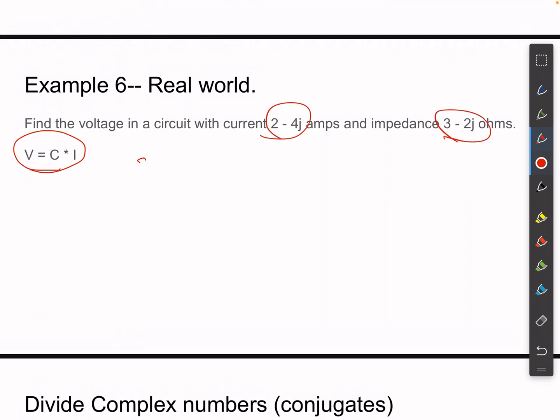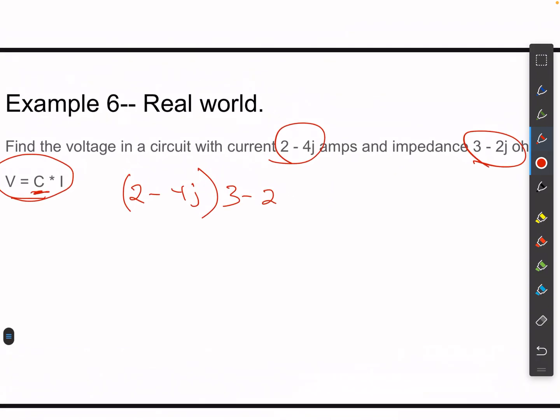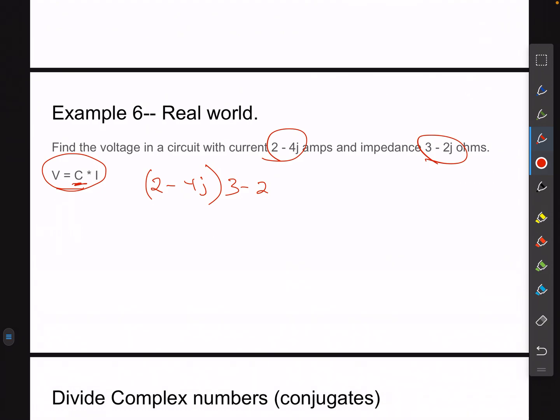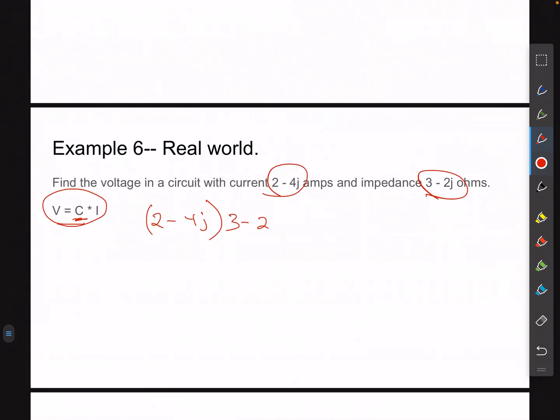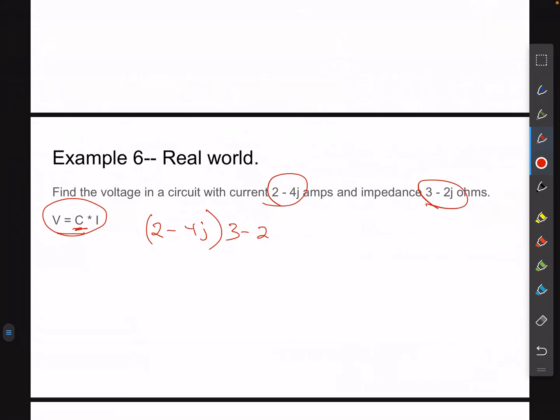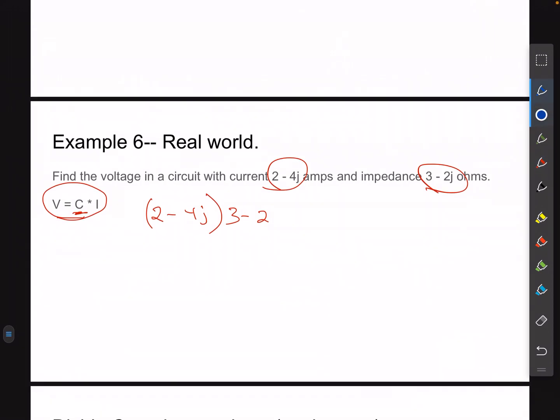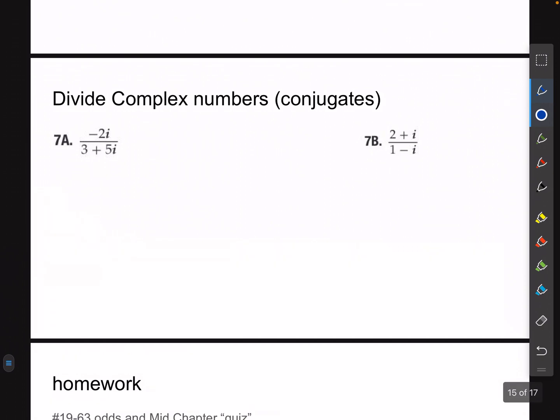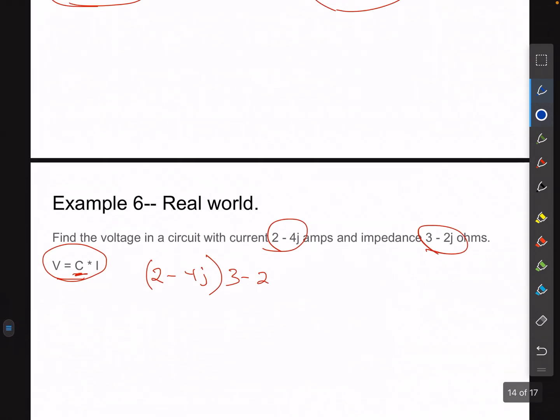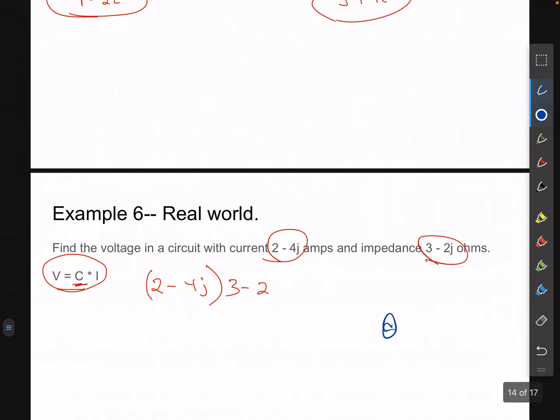So if I multiply this out, okay, current is equal to 2 minus 4j, which acts like an imaginary number. Okay, so I'm just plugging it into this, and then impedance is 3 minus 2j. And again, the j acts like, I keep wanting to write an i, the j acts like an imaginary number. I don't know why this is not letting me write all of a sudden. Okay, there we go. Sorry guys, apologize.